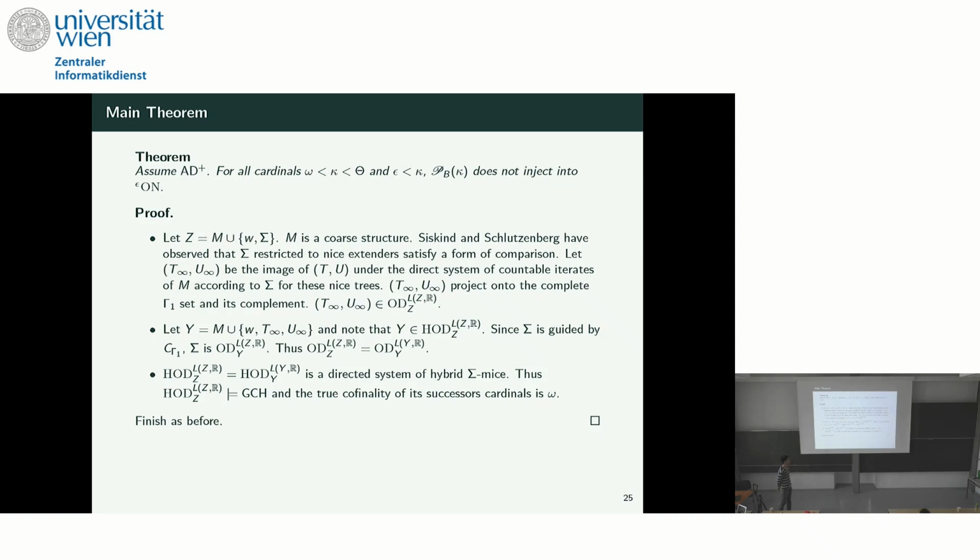If you look at these hybrid strategy mice, you can show that these HOD of Z and HOD of Y are a directed system of these mice. So by the Steel analysis for the model HOD of Z of L(Z, R), you can show that it satisfies GCH, and the true cofinality of successor cardinals is omega. And now you're in the setup to do exactly what we did before and finish it just like what happened before. Yeah, so that's the proof of the main theorem.